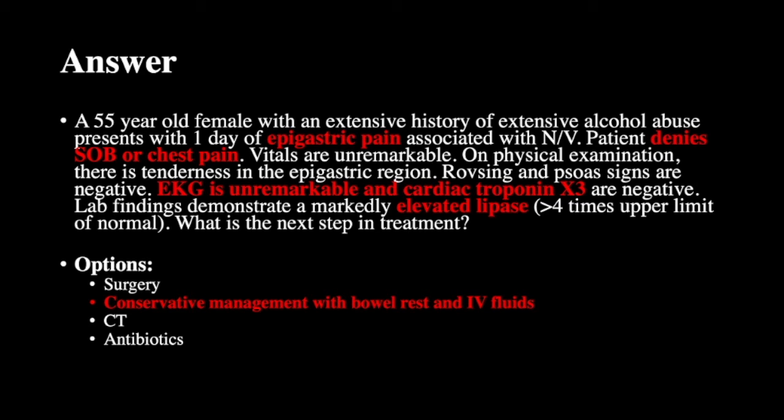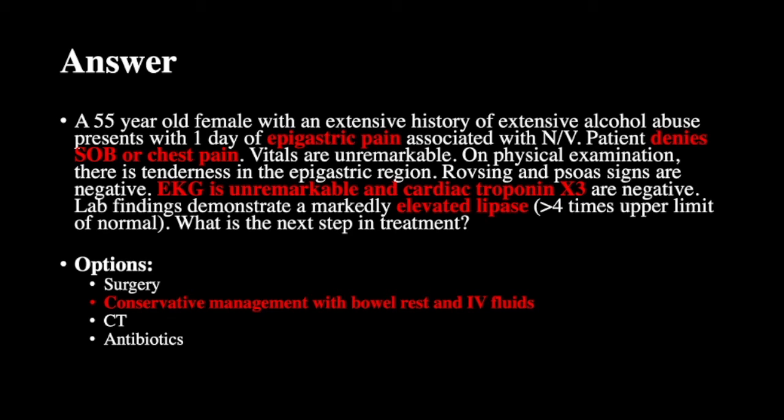Moving on to the next line, patient denies shortness of breath and chest pain. The major point of this line is just to let you know that the fact that the patient doesn't have shortness of breath tells you it's less likely to be something like pulmonary embolism, in which you very frequently see tachypnea. And the fact that the patient doesn't have chest pain also makes something like ACS less likely.